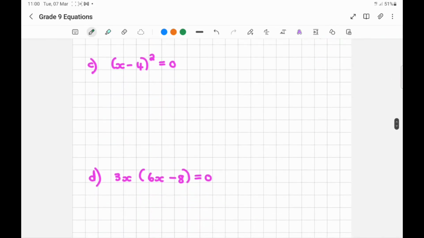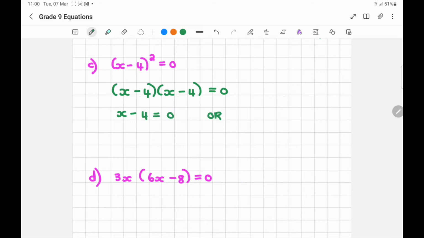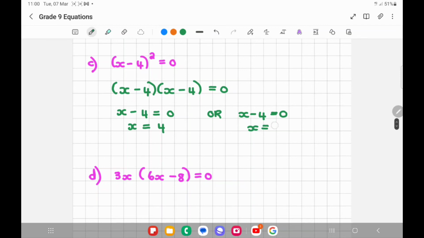Okay, number C, although we've got two answers, they're actually going to be the same. So x minus 4 times x minus 4, you can expand it like that. And then you're going to say x minus 4 is equal to 0, or x minus 4 is equal to 0. So you make both brackets equal to 0. So x is either 4 or x is 4.